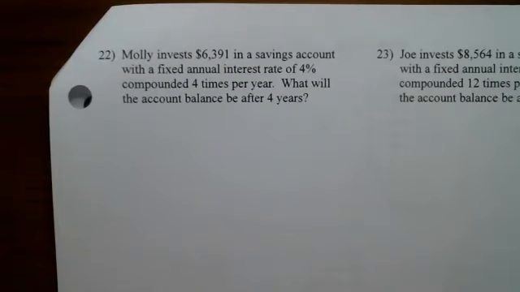Going to the backside, you'll have 4 problems that look like this. The only thing you need to know is just the formulas for those. Make sure you're typing them in correctly. Molly invests $6,391 in a savings account with a fixed annual interest rate of 4% compounded 4 times per year. What will the account balance be after 4 years?